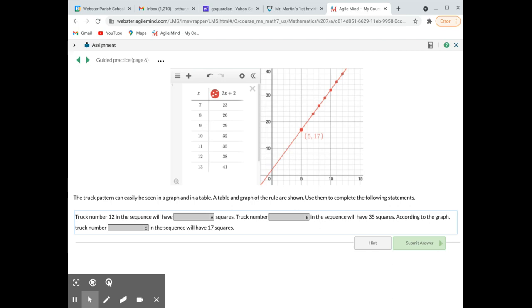So A is 38 on the side of the graph. It tells us that truck 12 equals 38 squares. Okay. B is 11, because that one has the 35. Yes, sir. Okay. And C is 5. Yeah, 5. And where did you see that answer? On the graph. Chris, does that make sense?